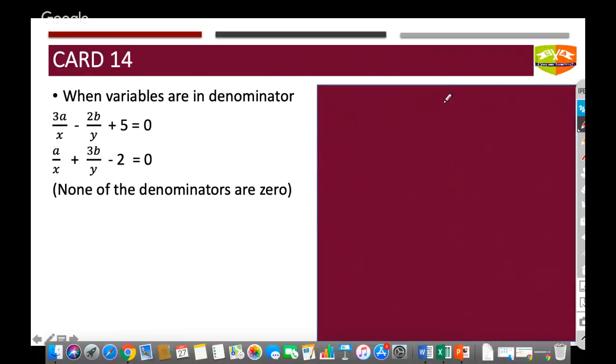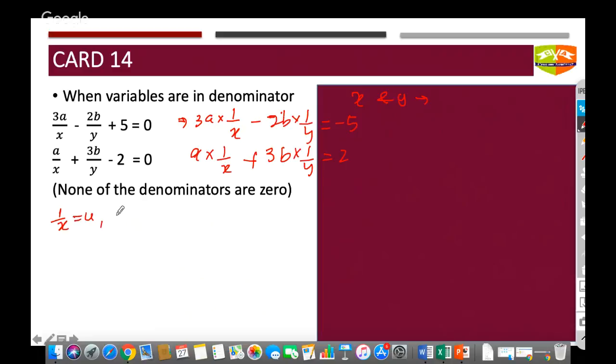Now let me go to another type of question, in which the variables are in the denominator. So if variables are in the denominator, what will I do? What are the variables here? x and y, but they are coming in the denominator. So I can write this as 3a into 1 by x minus 2b into 1 by y is equal to minus 5, and this I can write as a into 1 by x plus 3b into 1 by y is equal to 2. Now 1 by x is equal to u and 1 by y is equal to v.